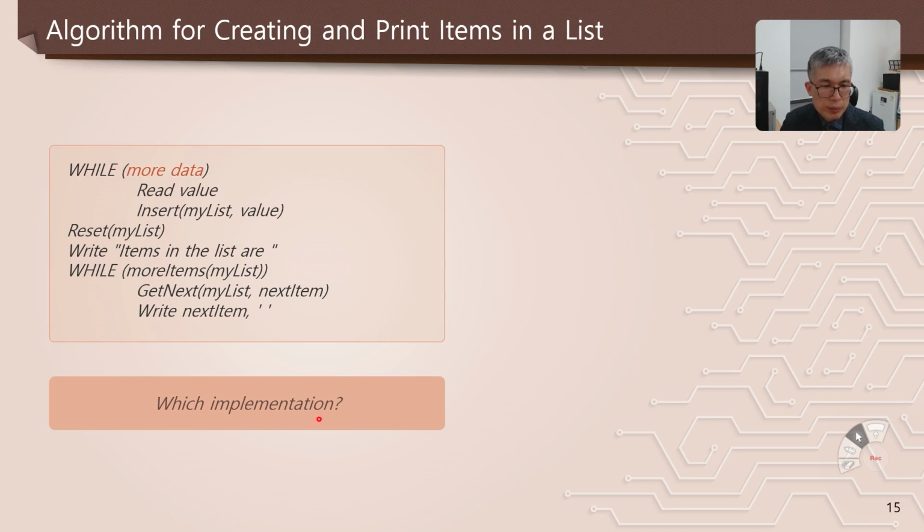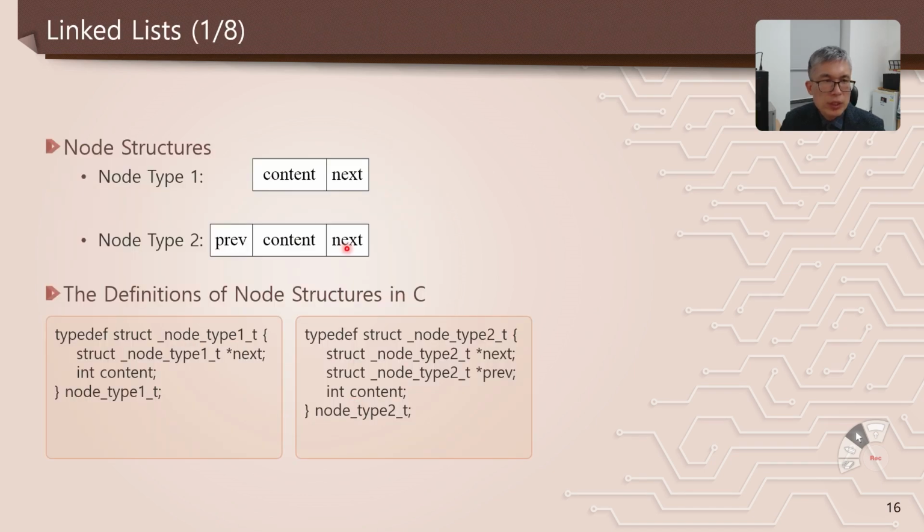So which implementation is good? In the linked list case we can use a node structure. In this particular case we are using the C language. Okay, so node type is contents and next. For a doubly linked list case, we can have 2 pointers, previous one and next one.